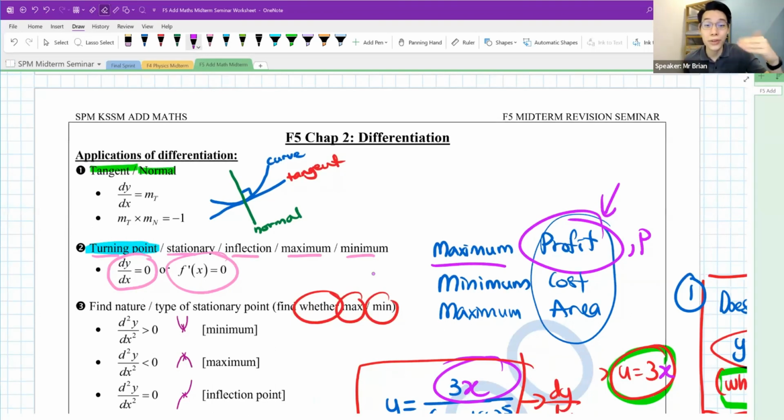Because maybe you have a few equations. They say maximum profit, differentiate the profit. They say minimum cost, differentiate the cost. They say maximum area, differentiate the area. If you don't have the area equation, go and make the area equation. That is how I know what to do, how to approach the question. Just looking at one keyword, minimum or maximum of what, differentiate that thing. Okay.